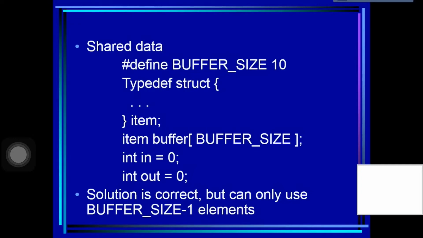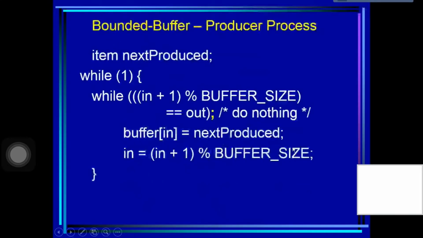The buffer is empty when in equals out. The buffer is full when in plus 1 equals out. Okay, this code is for the producer process. You can see here the local variable next produced, in which the new item to be produced is stored.